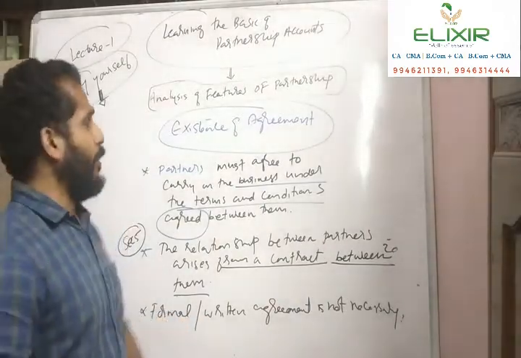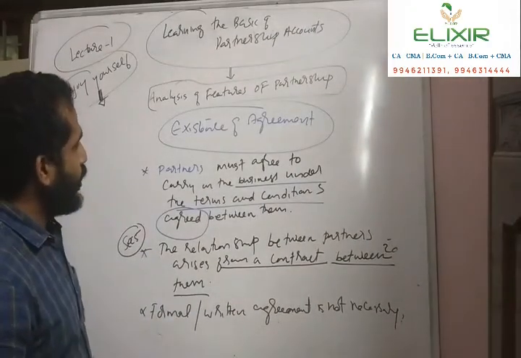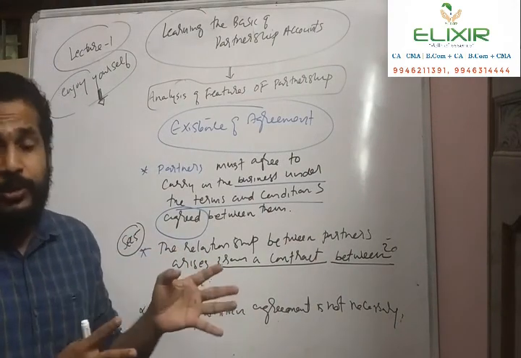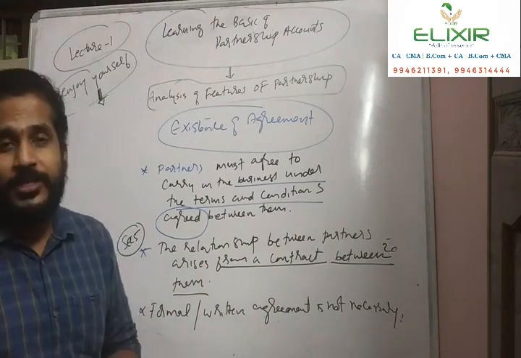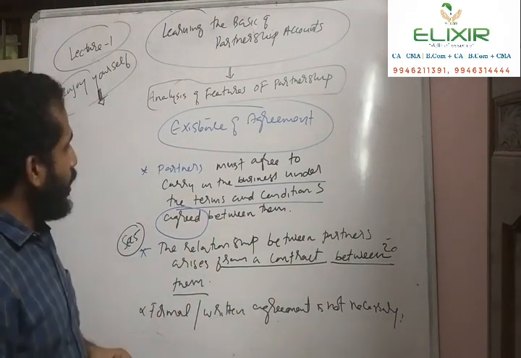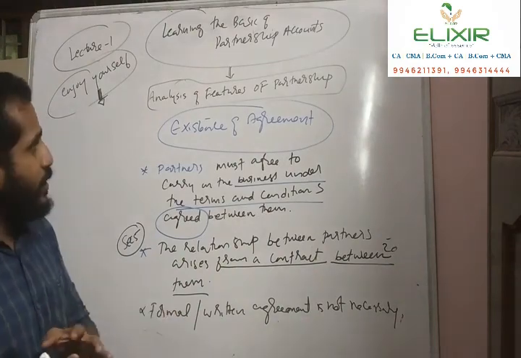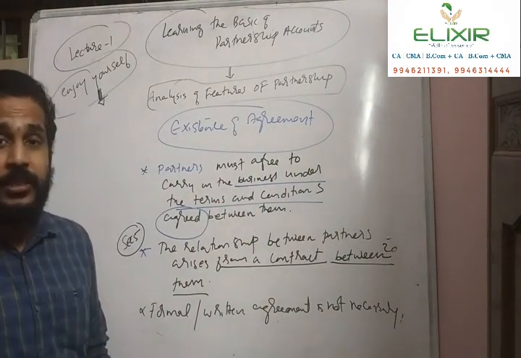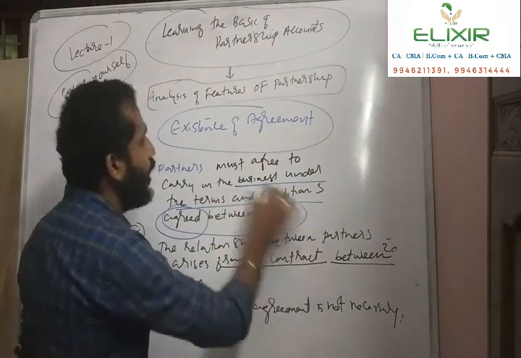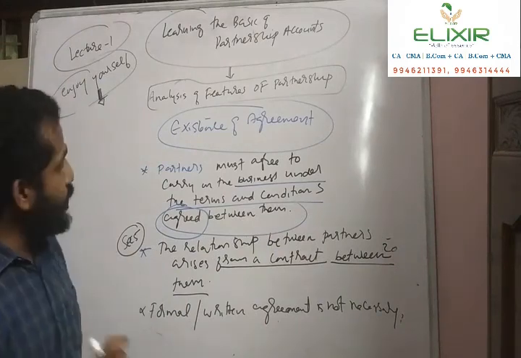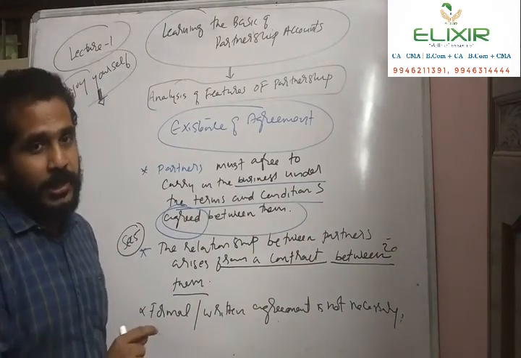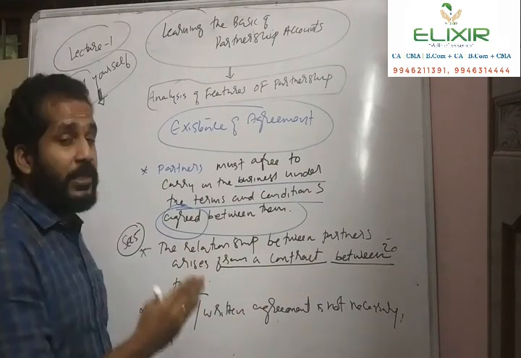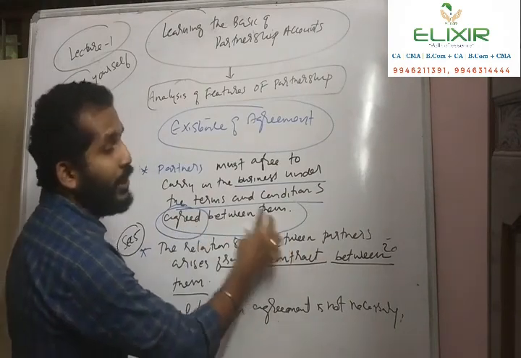Speaking on the existence of agreement, which is the second feature of partnership, we already saw in the definition part that the relationship of partnership is constituted through an agreement to carry out the business and to share the profits of the business. So what we are dealing with is the agreement of partnership. The partners must agree to carry on the business under the terms and conditions agreed between them. The relationship must exist through an agreement to carry on the business under the terms and conditions agreed between them.